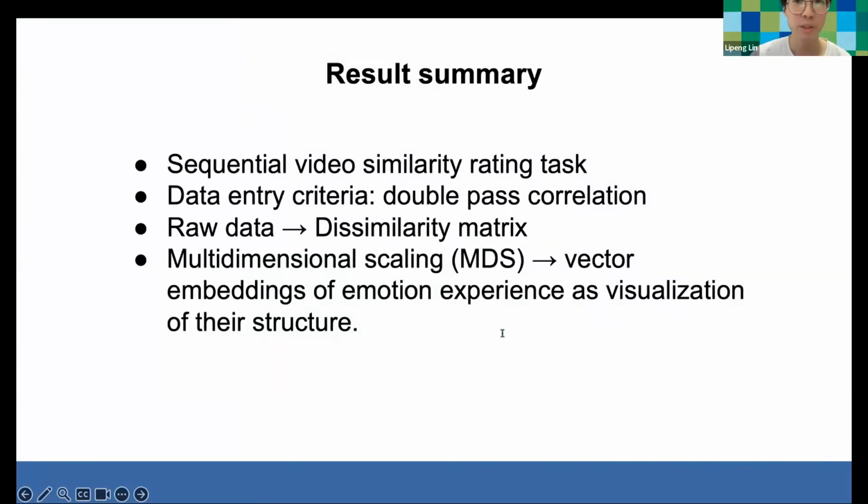Okay, to summarize, we developed a novel sequential emotion video similarity task to capture the structure of the feeling of conscious experience of emotion. The double pass correlation is used as data entry criteria to ensure that the responses are reliable for further analysis. Data will be output as this similarity matrix, and then we use multi-dimensional scaling to visualize it as a visual representation of emotion experience.